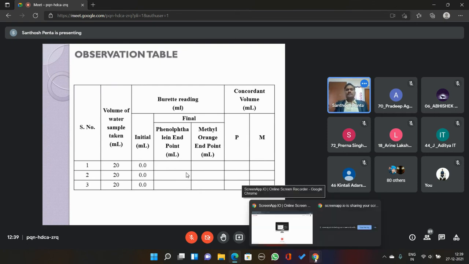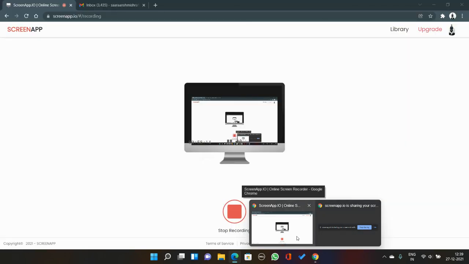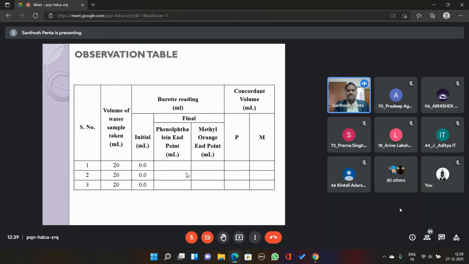Then another logic I am saying. Pipette out 20 ml, add phenolphthalein indicator, the solution turns to pink color, that's fine. Then titrate against acid with phenolphthalein indicator, the solution turns from pink color to colorless. Note down the reading as the phenolphthalein end point. Then add methyl orange indicator, but the methyl orange indicator does not give any coloration.